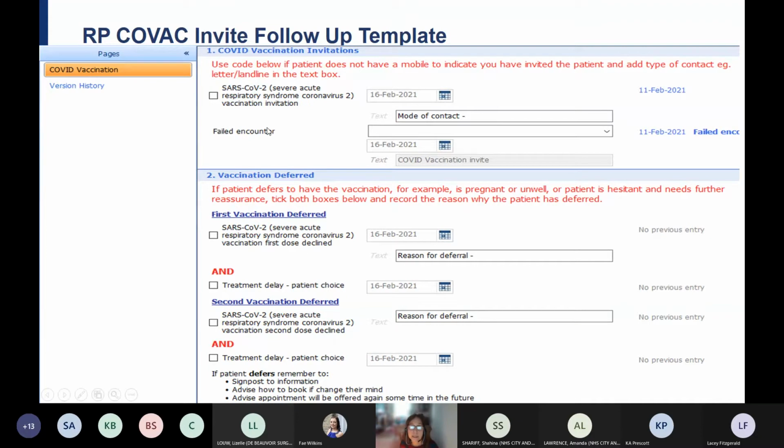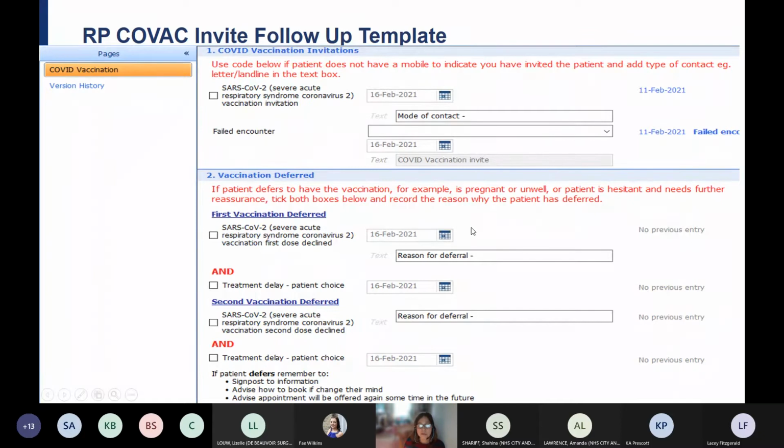So what we are suggesting is that, for example, if you're sending a letter or phoning them up, you would still tick that box, but then there's the opportunity to put in the text a mode of contact, letter for example. Then when we produce some searches, you'll be able to look at those patients and the associated text, and see what's happened.